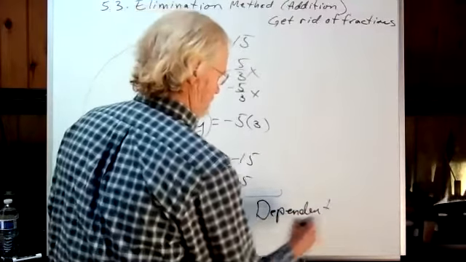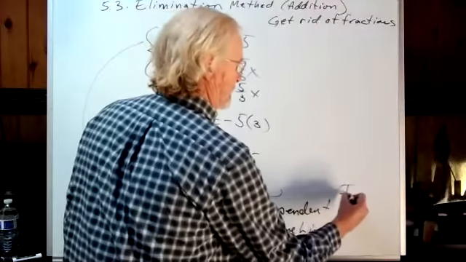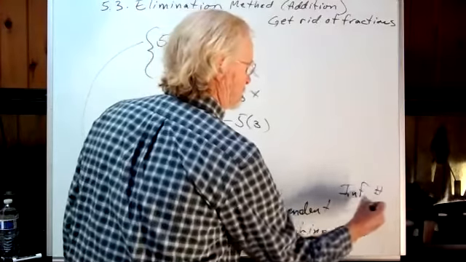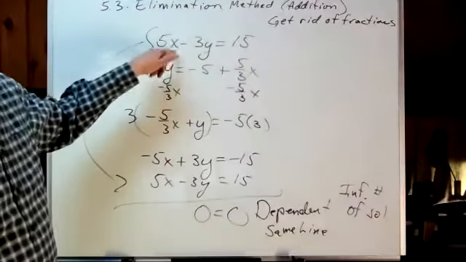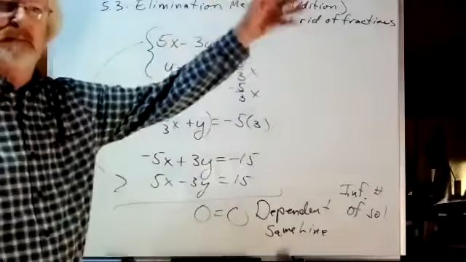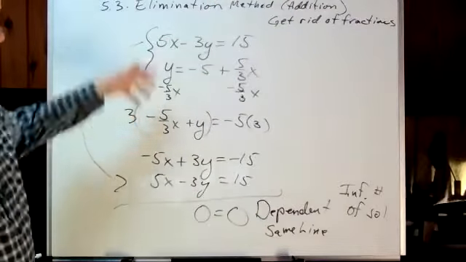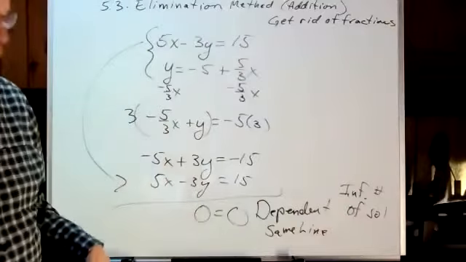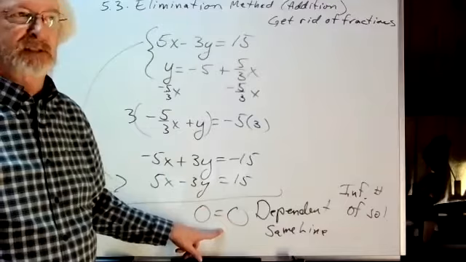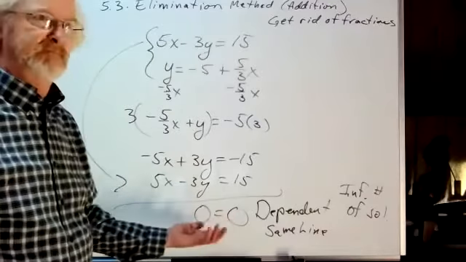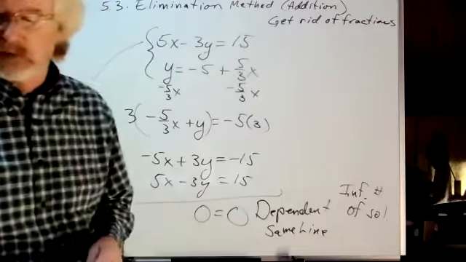Dependent, otherwise known as same line. Infinite number of solutions. Any xy pair that makes it true is on one line, an infinite number of points on that line. So all that work to get down to this, well, the elimination method shows us a similar result to what we came up with in some of the substitution problems and our graphing problems. Sometimes you get no variables left, and it's always true. So that represented the same line.